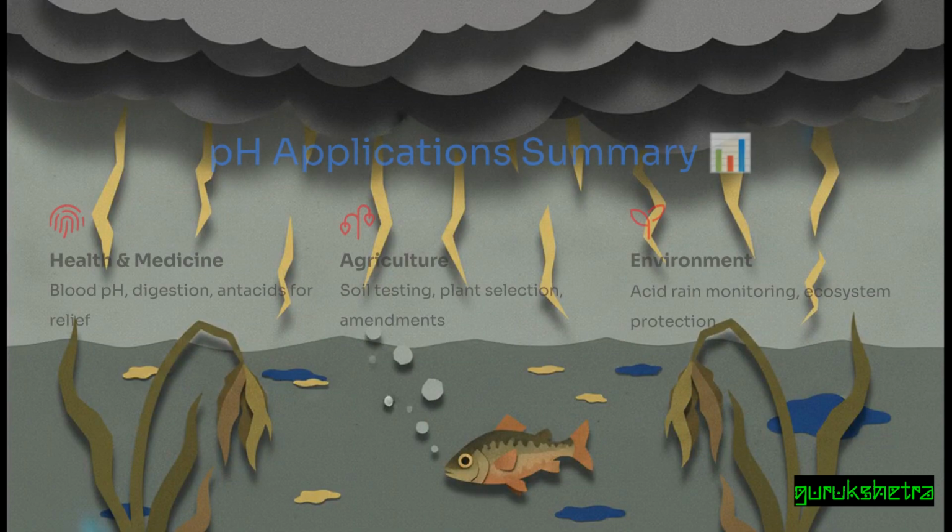But when we alter pH on a massive global scale, the results can be truly devastating. Because of pollution, sulfur dioxide and nitrogen dioxide emissions mix with water in the atmosphere to form acid rain. Now, normal rain is already slightly acidic, but acid rain drops the pH below 5.6. And while that might sound like a tiny drop, it can completely devastate aquatic ecosystems, killing fish, destroying plant life, and stripping vital nutrients right out of the soil. Monitoring environmental pH is absolutely crucial for protecting our planet.